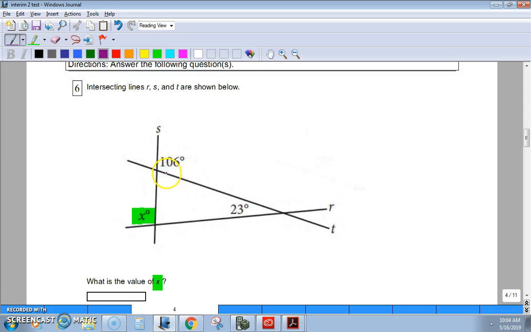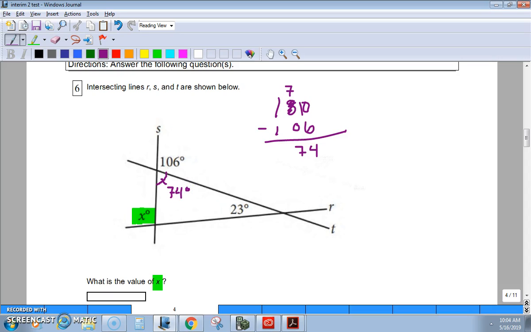But I think where you always need to start is here with the angle that is supplementary to 106. So if I did 180 minus 106, we got 74. Anybody? Because I have to borrow. 10 minus 6 is 4. Yep. So this is 74 because they're supplementary.